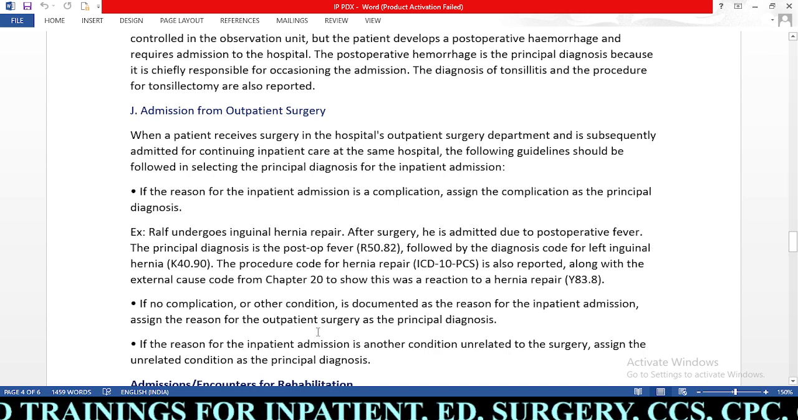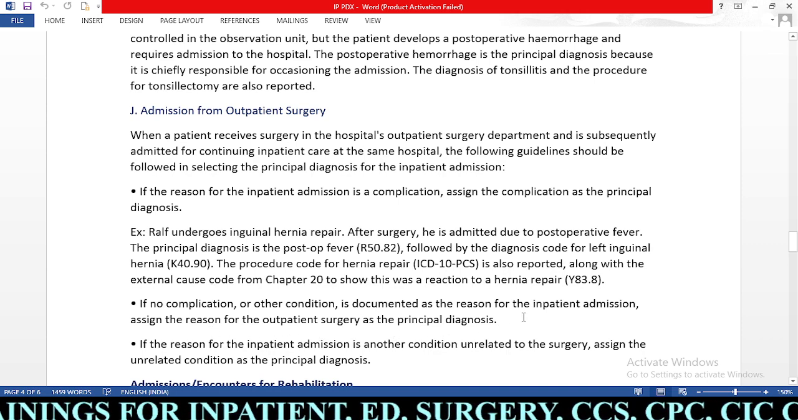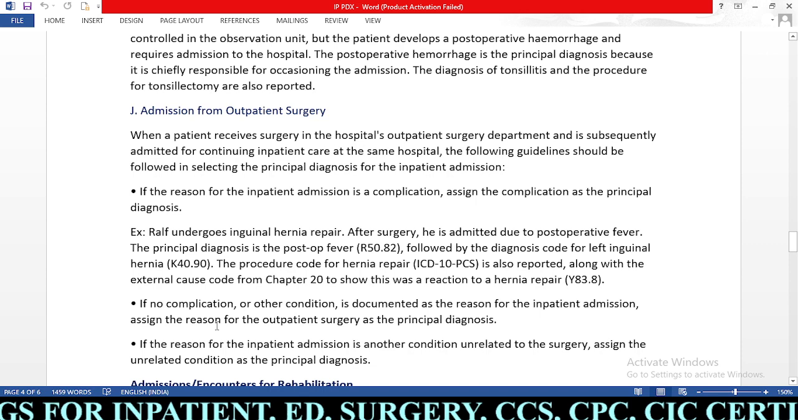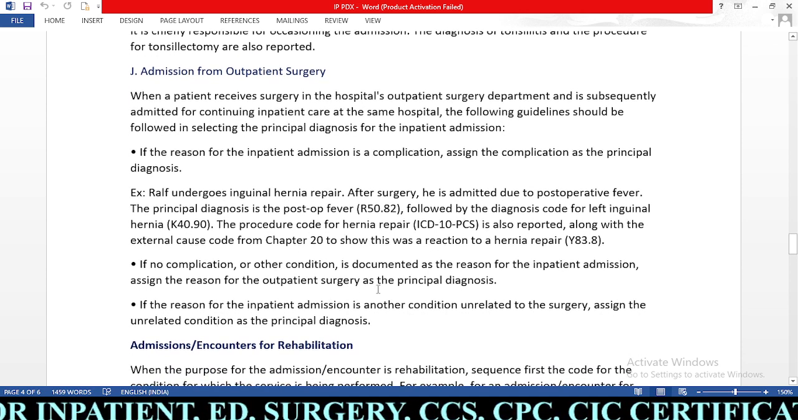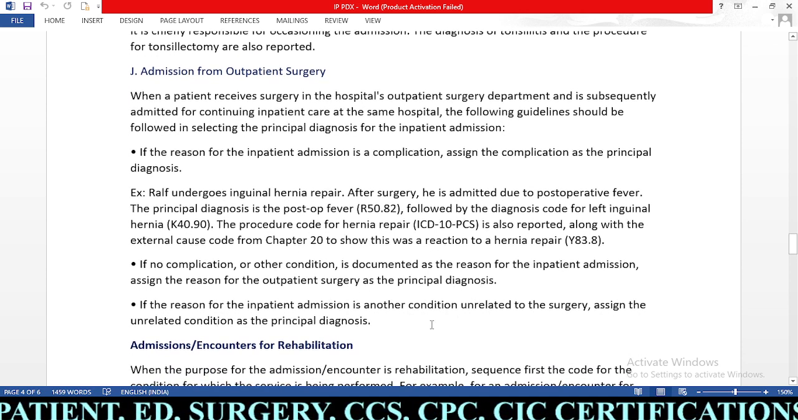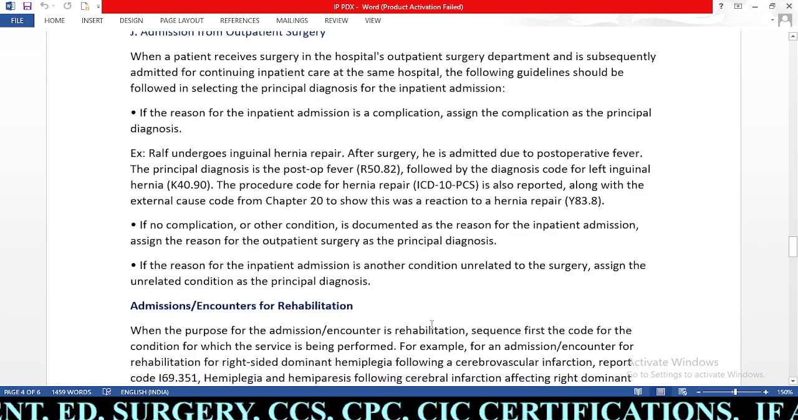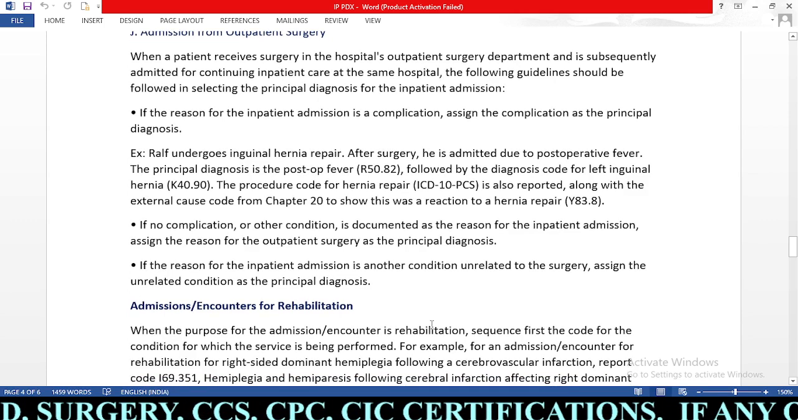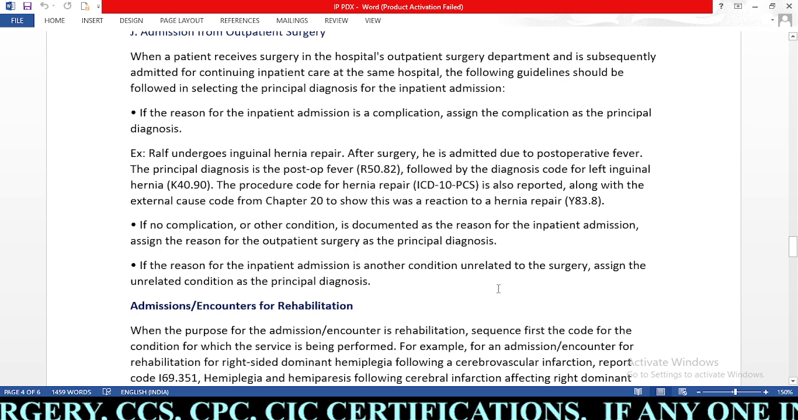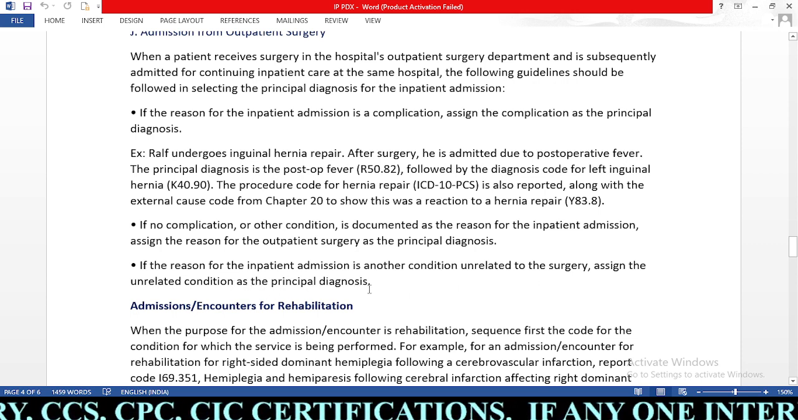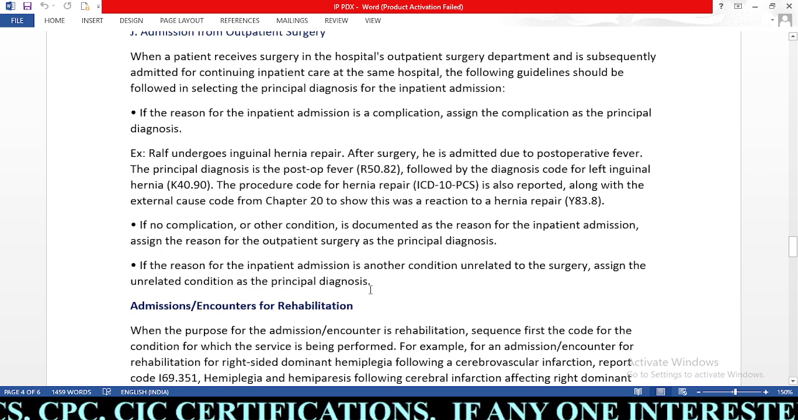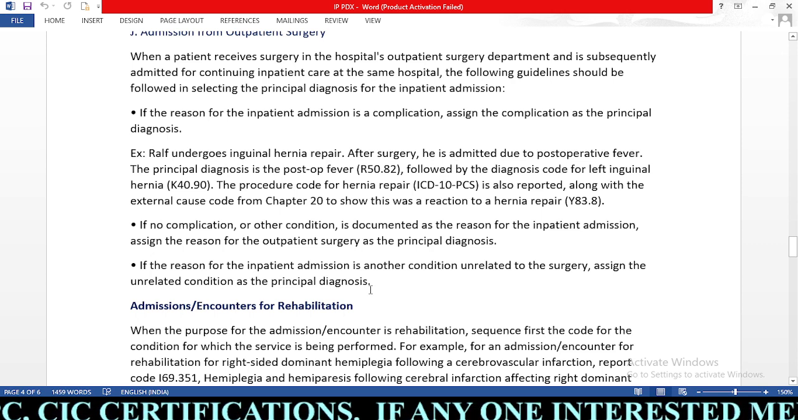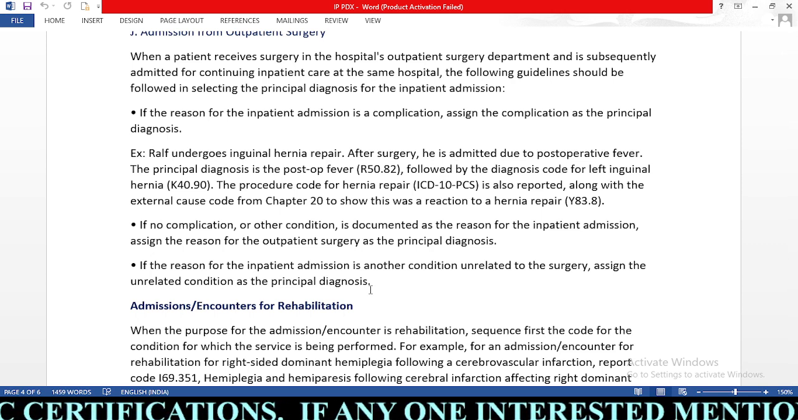If no complication or other condition is documented as the reason for the inpatient admission, we need to assign the reason for the outpatient surgery as the principal diagnosis. So if the reason for the inpatient admission is another condition unrelated to the surgery, assign the unrelated condition as the principal diagnosis. So based on the reason for the admission, we need to code the principal diagnosis.